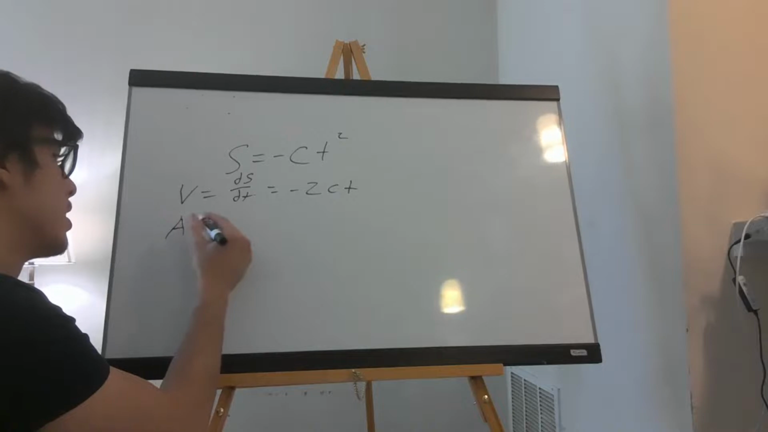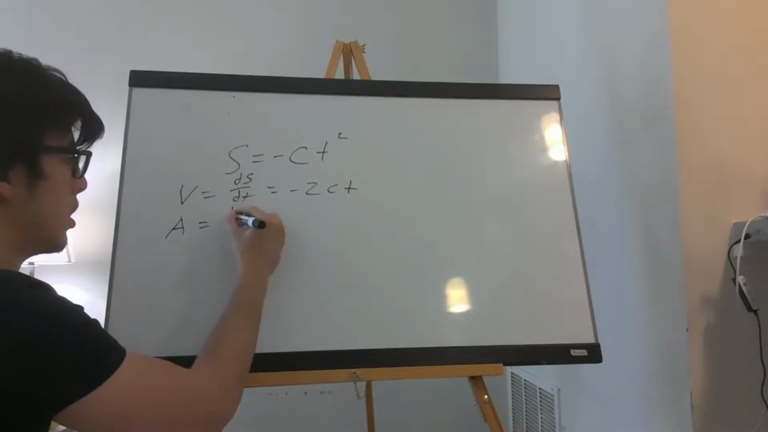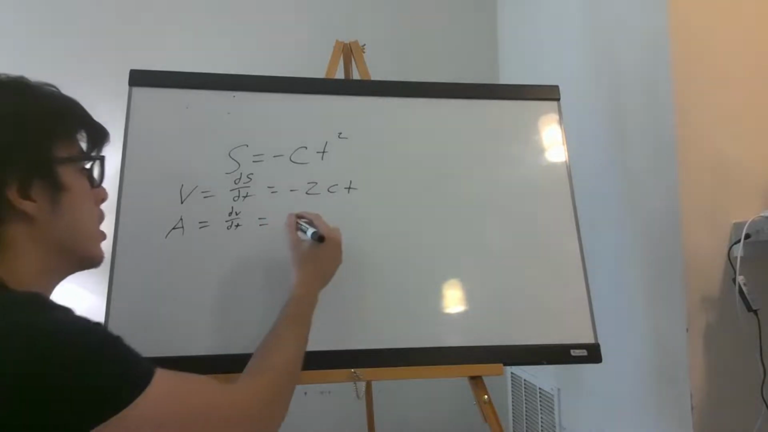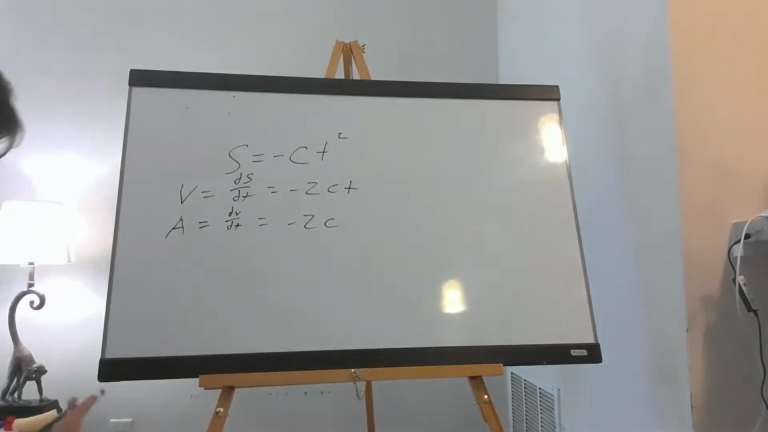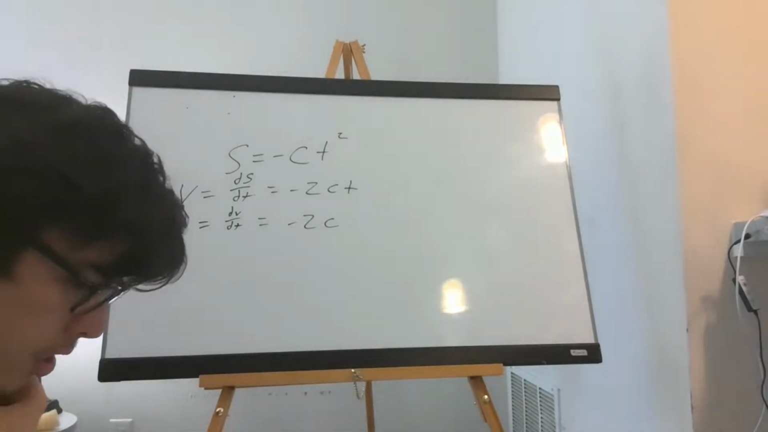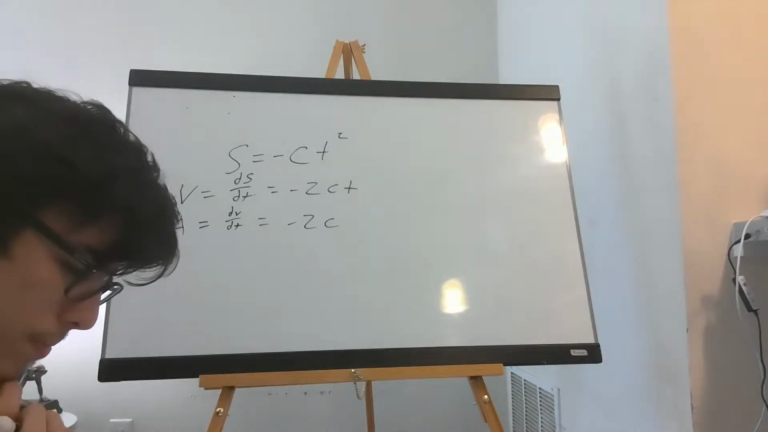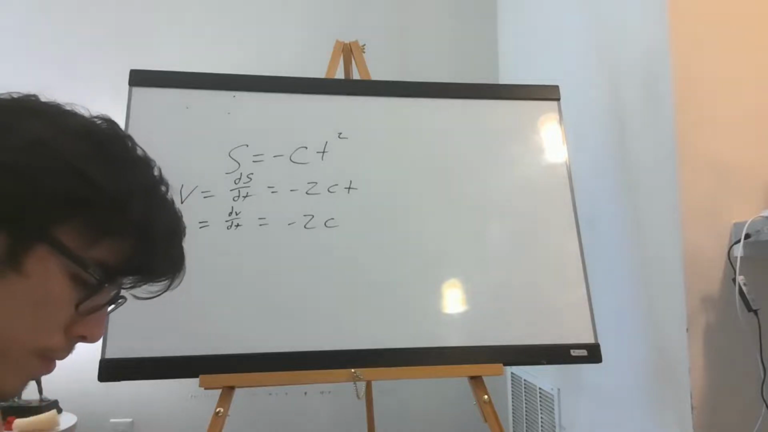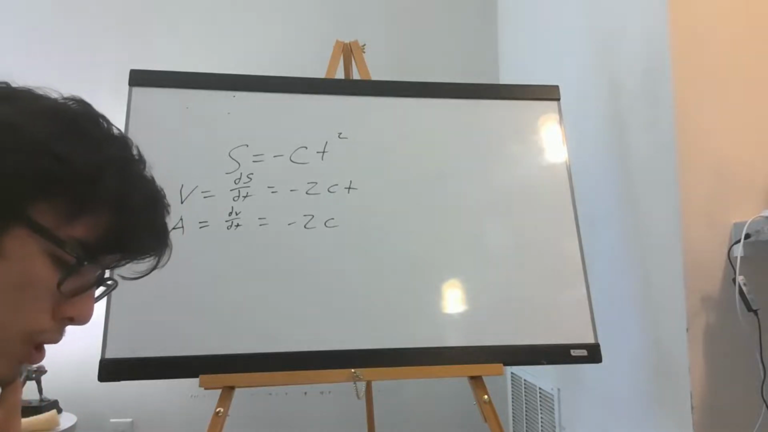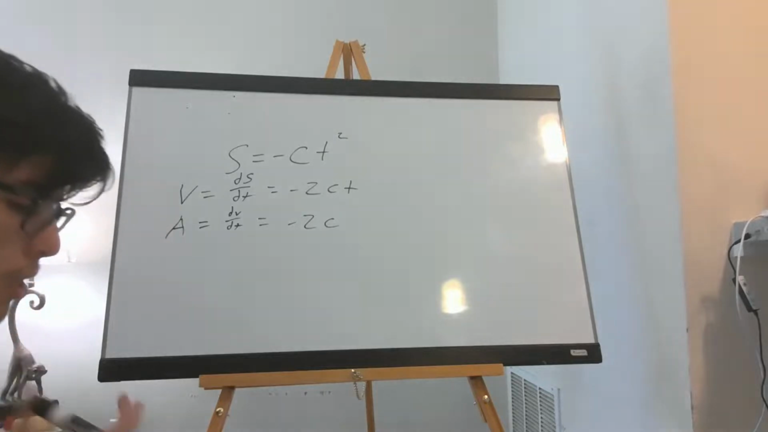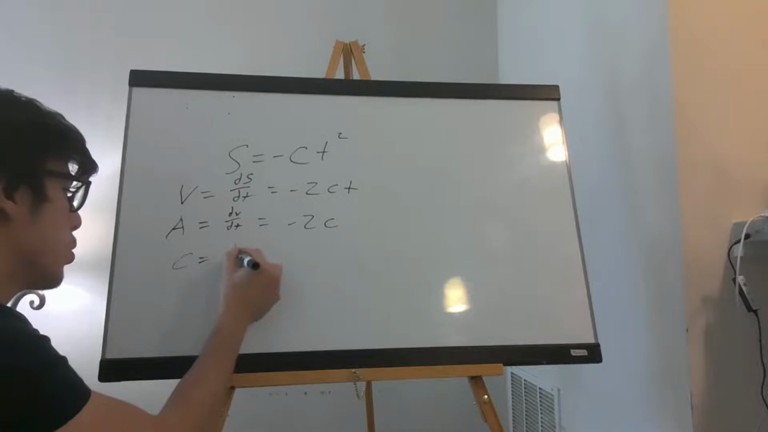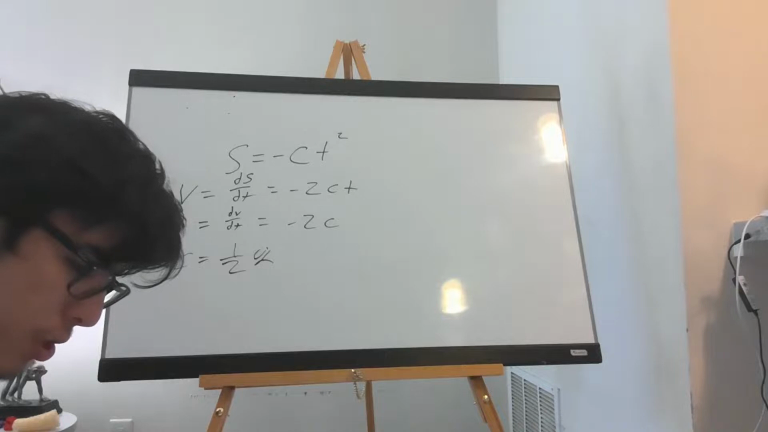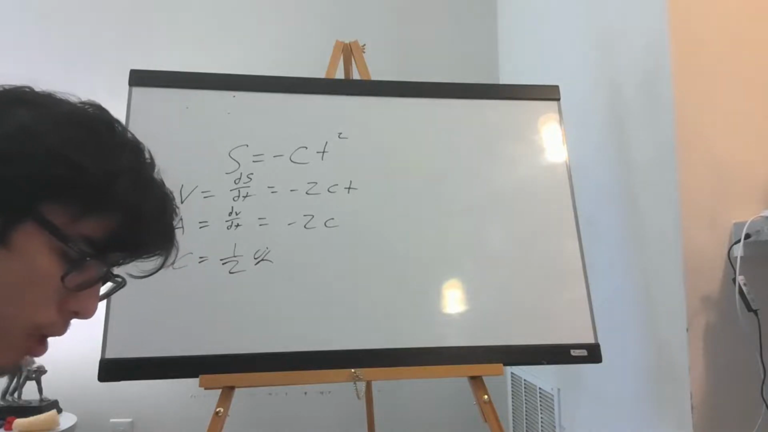Then acceleration is going to be the derivative of that. We'll mark that with a, which is going to be equal to dv dt, which is just going to be negative 2 times the constant c. So negative 2c is a constant. Usually we denote 2c by g. So we know that c equals 1/2 times gravity. The number g is called the acceleration due to gravity for our planet.